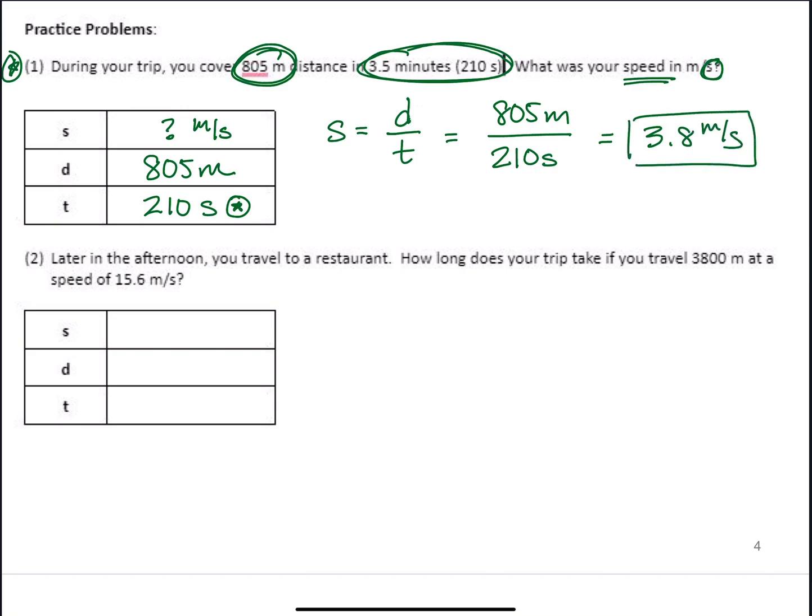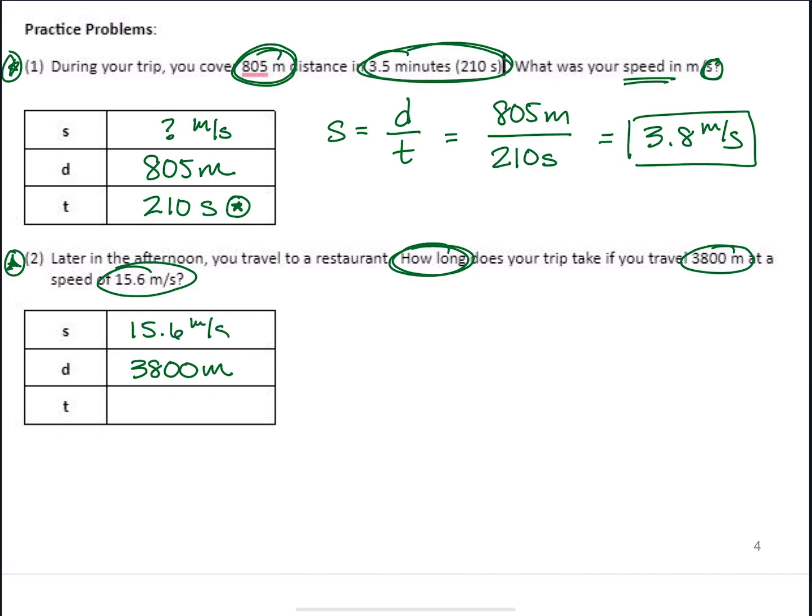All right, so now let's look down at number 2. Later in the afternoon, you travel to a restaurant. How long does your trip take if you travel 3,800 meters at a speed of 15.6 meters per second? So this time we've got a distance of 3,800 meters and a speed of 15.6 meters per second.